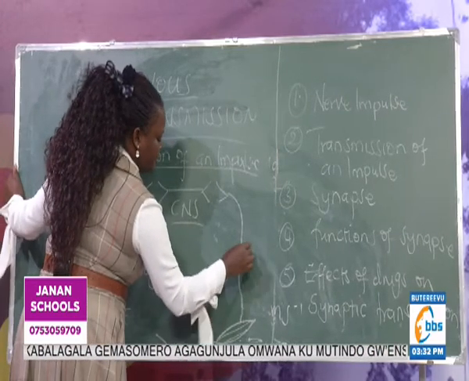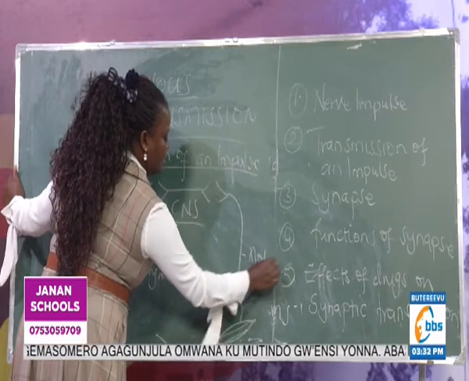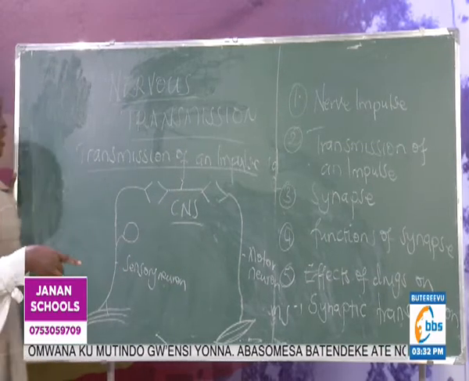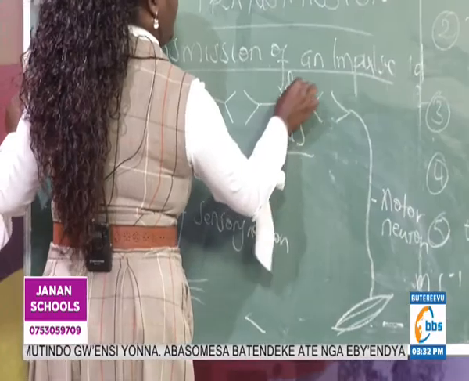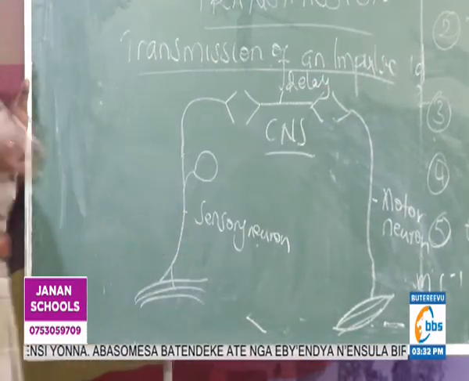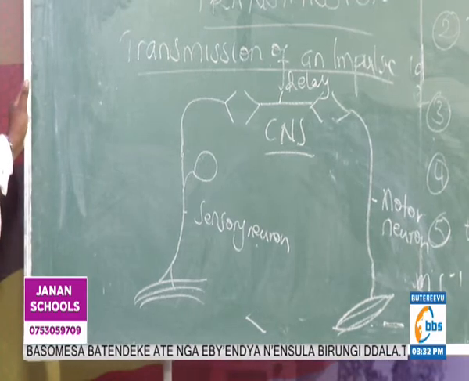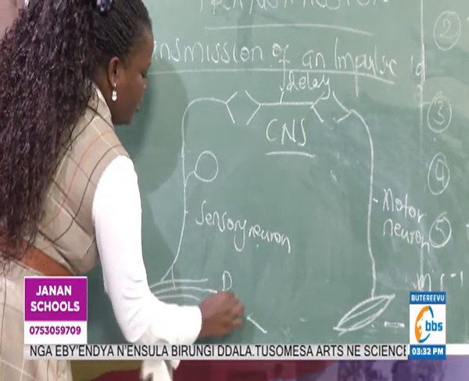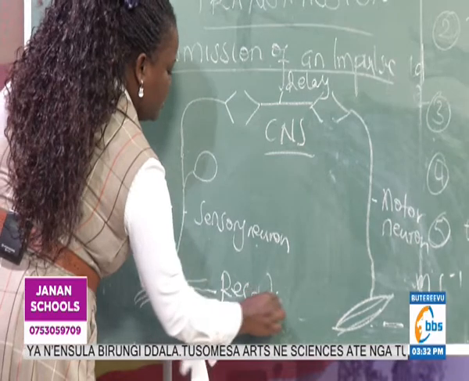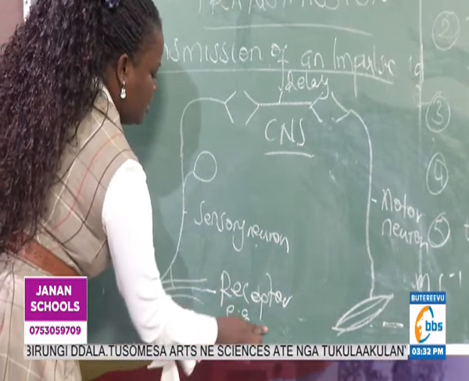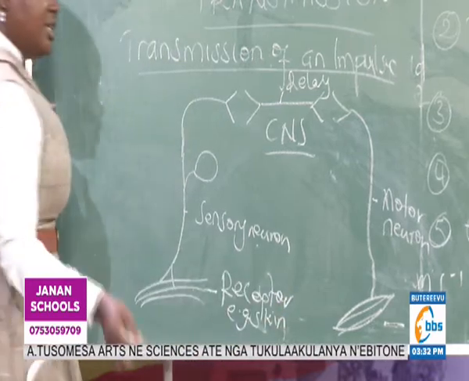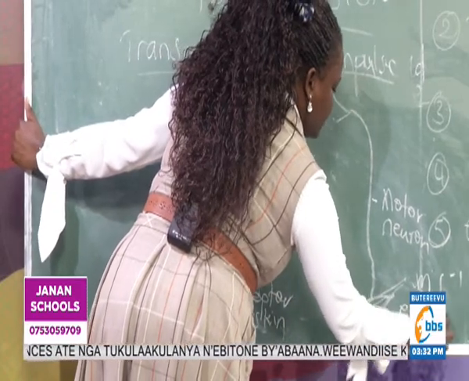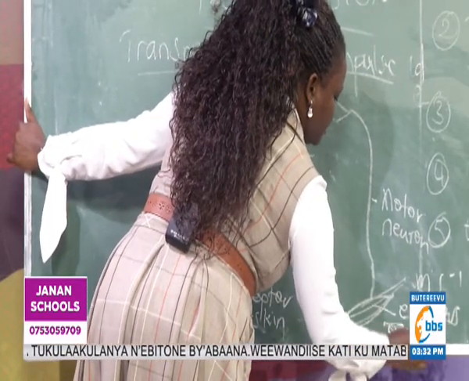And then this is the motor neuron. And then this one here, in between the sensory and the motor neuron, is what you call the relay neuron. Others call it the intermediate neuron. It's always located within the central nervous system or within our brain. The sensory neuron always has its cell body as an axon branch. And then the sensory neuron is always connected to the receptors, such as the skin, or the sense organs, such as the eyes. And then the motor neuron is always connected to the effectors, such as the muscles.